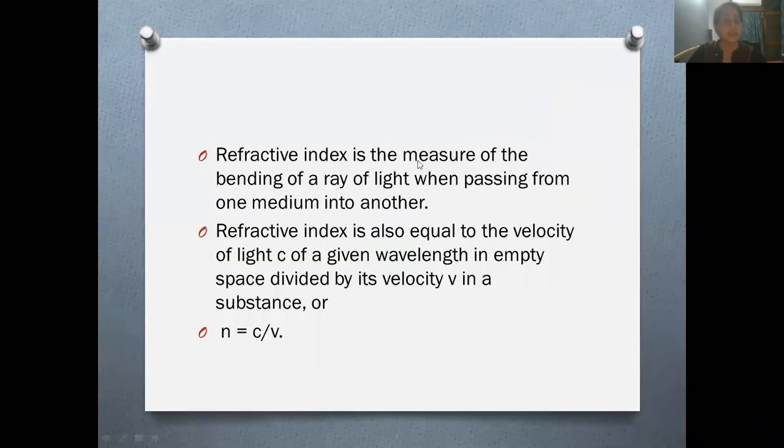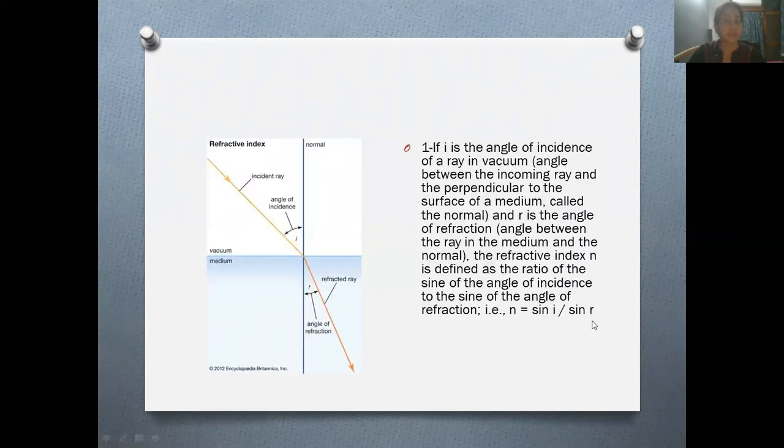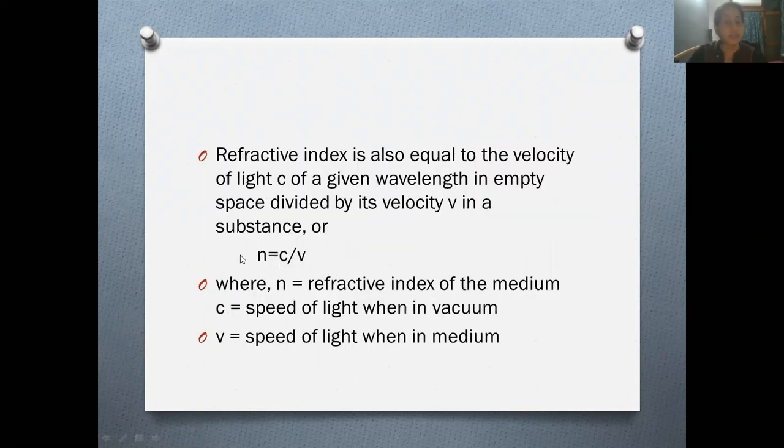Refractive index is the measure of the bending of a ray of light when passing from one medium to another. Refractive index is also equal to c upon v, and next is n is equal to sin i upon sin r. Now, what is this n is equal to c upon v? It is the velocity of light c divided by v, where n is the refractive index of the medium, c is the velocity of light in a vacuum, and v is the speed of light in a medium. In this way, n is the refractive index of the medium.